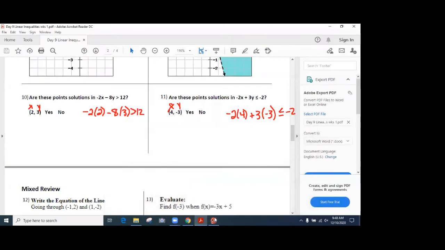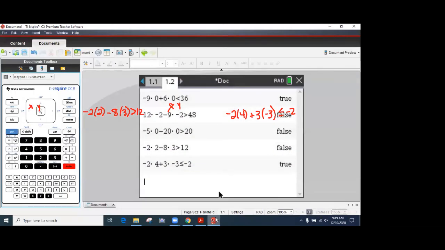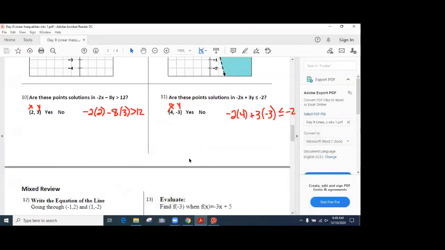Is that what y'all got? I typed this stuff in wrong a lot. That's why I always ask, because y'all see me screw up all the time. So did y'all get true or did I screw up? I think I typed it in right. All right, I think that's right. I got true. So yes, this is a solution here.